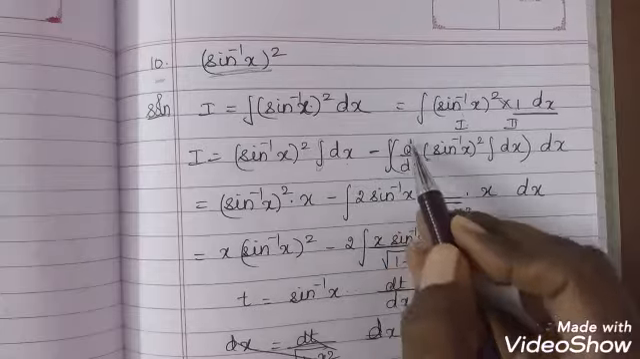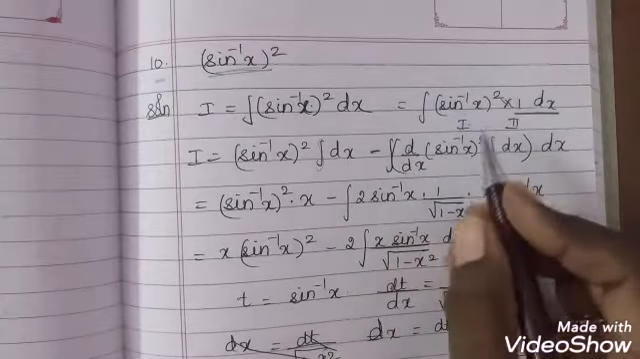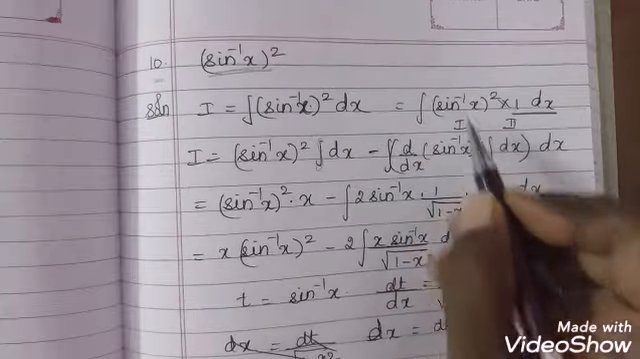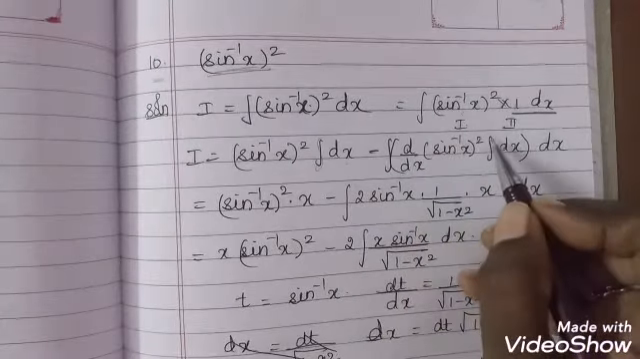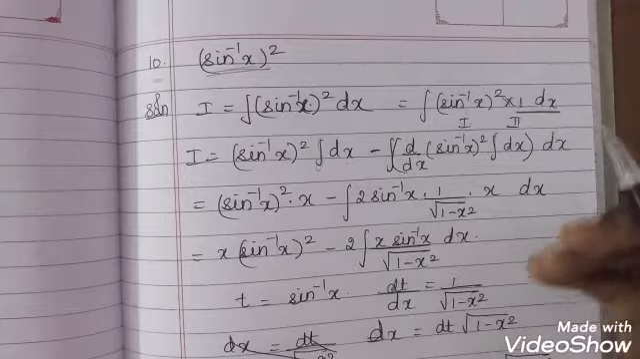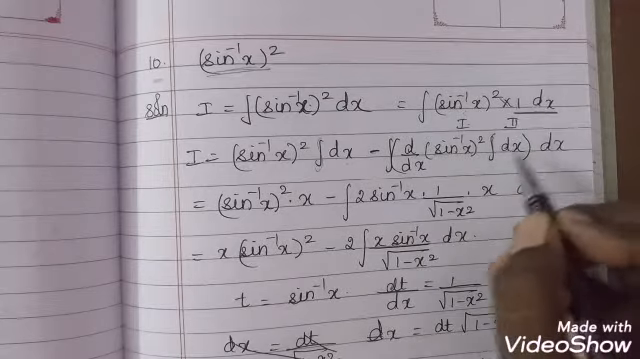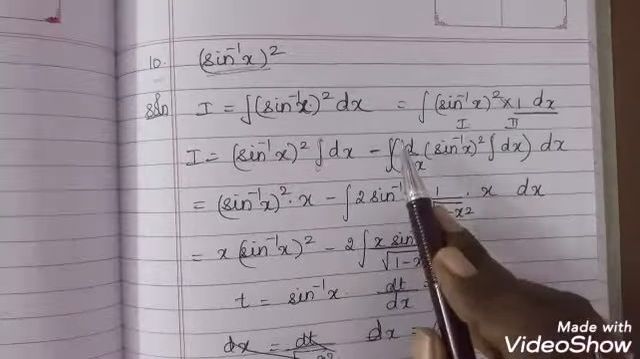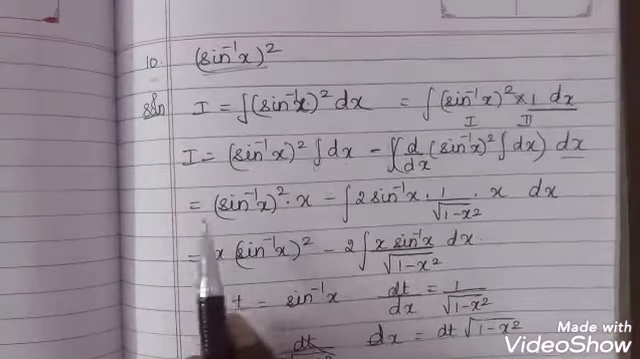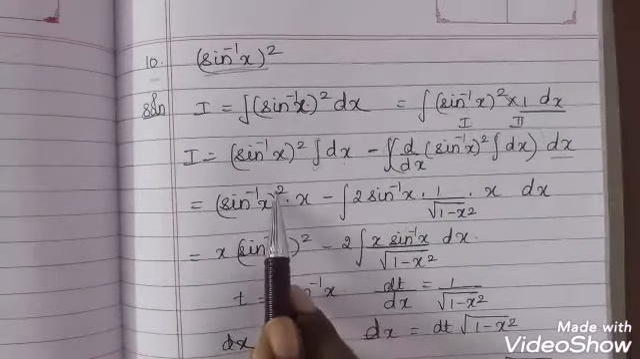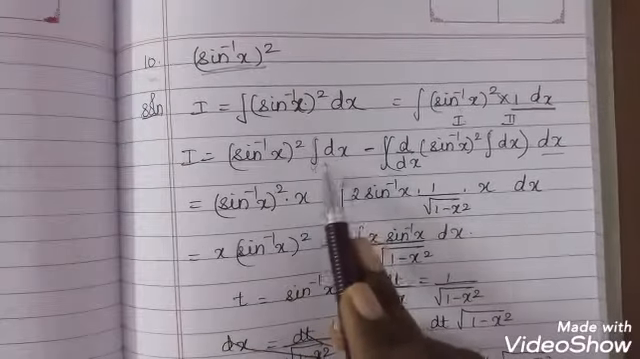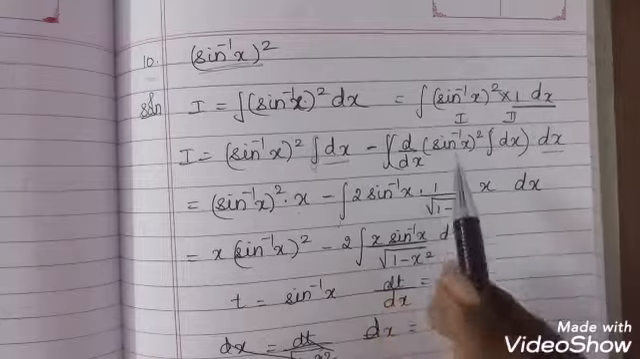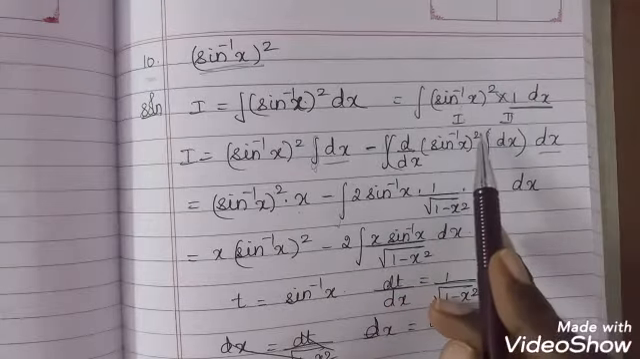minus integral of d by dx of what will I get here, sine inverse of x the whole squared, because d by dx of the first one, what's the first one, sine inverse of x the whole squared, into integral of the second one, what's the second one here, 1 dx. So here 1 with respect to x, that's why I'm telling it as 1 dx here, it's nothing but dx, the whole thing with respect to x itself. So it is sine inverse of x the whole squared into integral of dx. What is integral of dx? It's nothing but x minus integral of differentiation of sine inverse of x the whole squared.